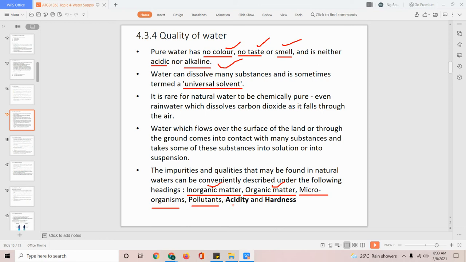So this one will be chemical, and acidity. So regarding this is regarding the pH value, and then hardness. So a water can be either soft or hard. It depends on the mineral inside the water.